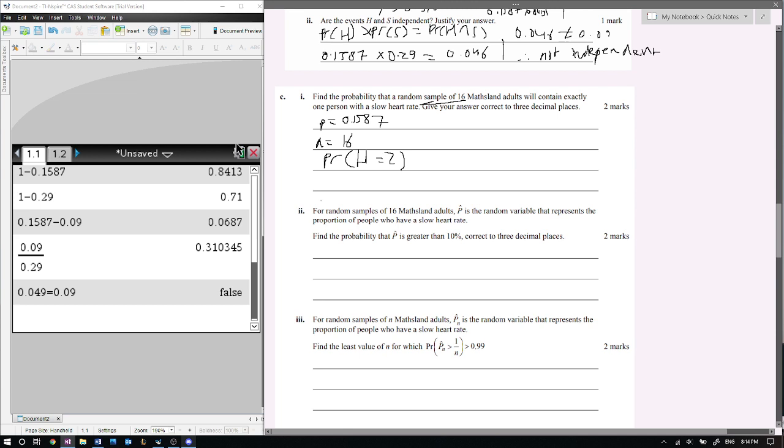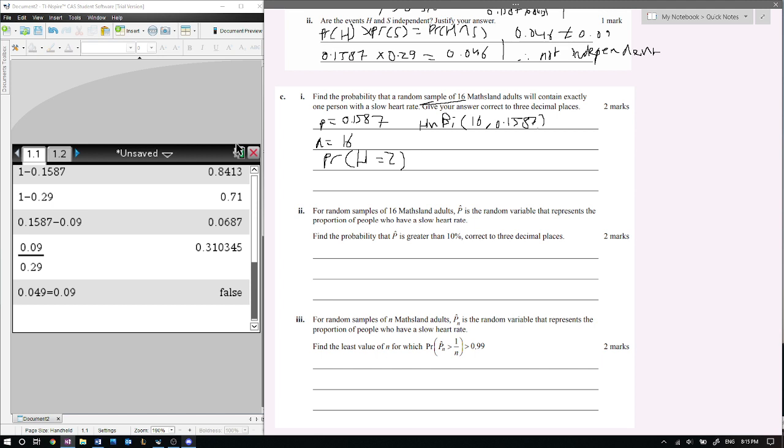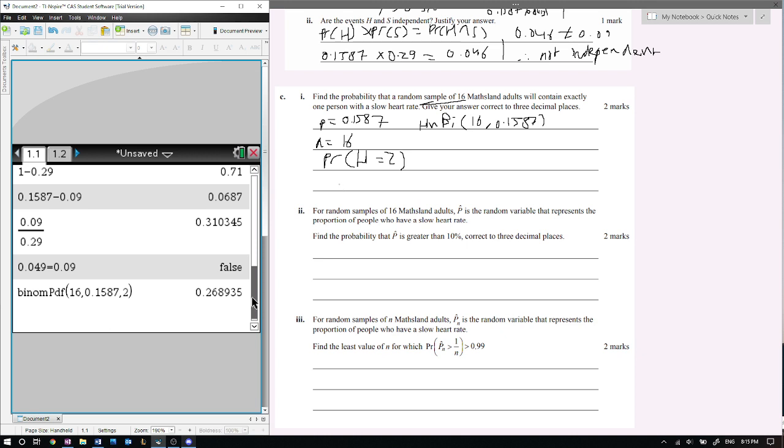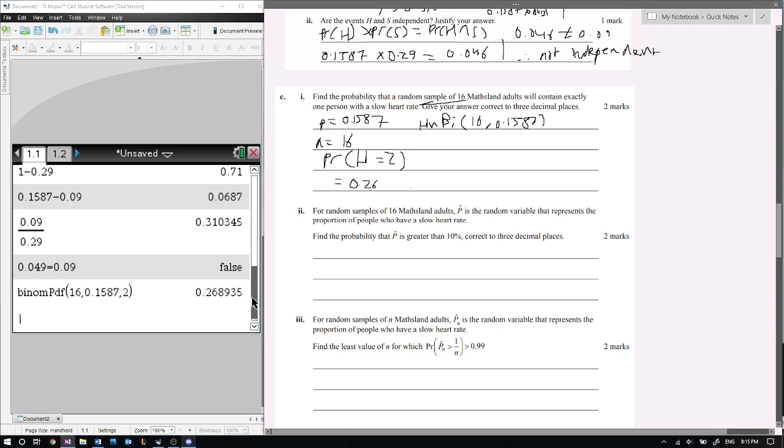And then using the binomial PDF, remembering that you use PDF for a single value, you use CDF for multiple values. So menu 5 5 A, I'll just write this out for the video. Menu 5 5 A, number of trials is 16, probability of success is 0.1587, and the x value is 2. Oh sorry, I was doing that on my handheld. I should probably do that on here. So binomial PDF 16, 0.1587, 2, and our answer is 0.2689.